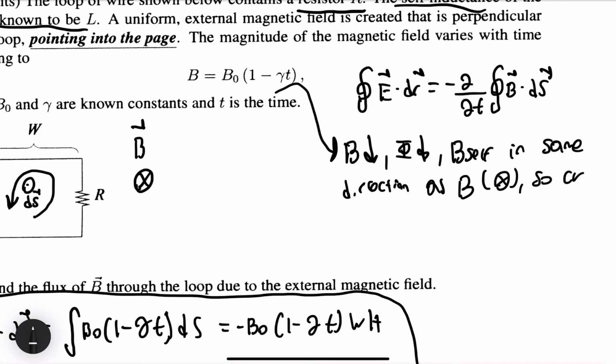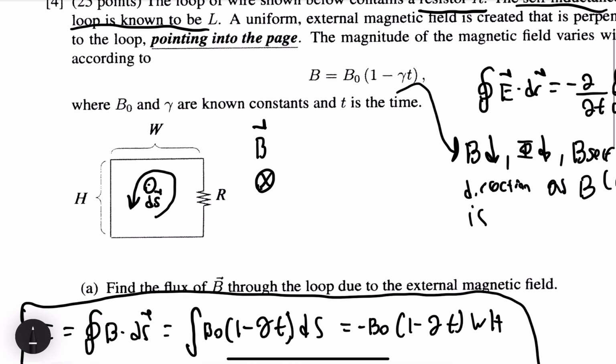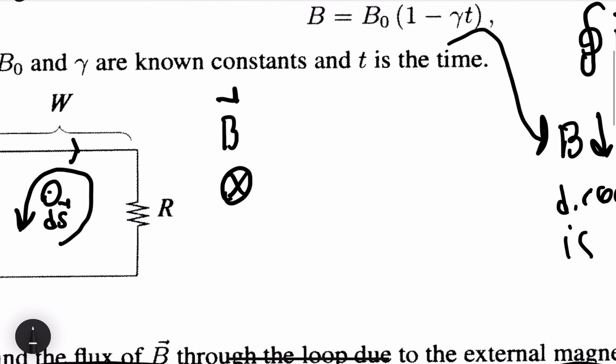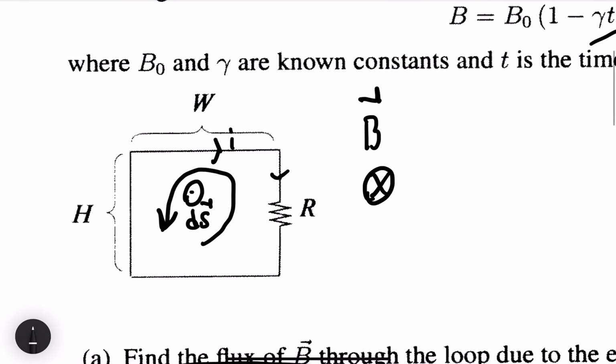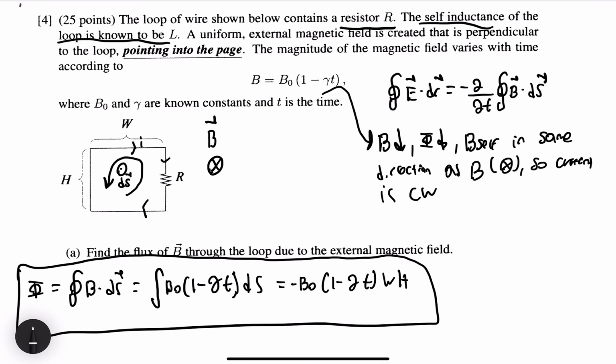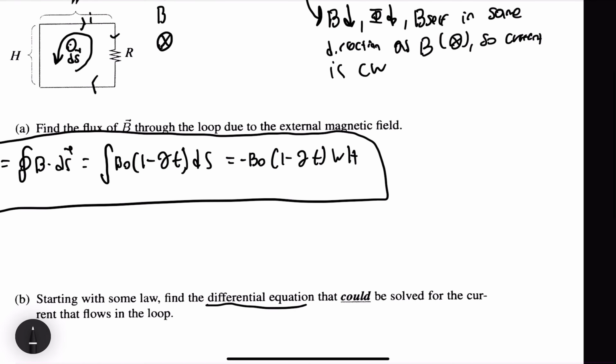So current, if B is into the page, current will be counterclockwise. Clockwise. So current will go this way, which would be the opposite way of how we define our loop, which is kind of dumb, but that's how the book did it, so we're going to stick with it.